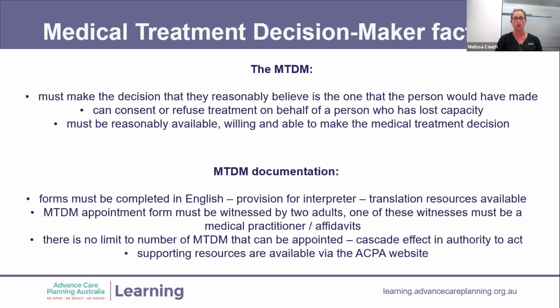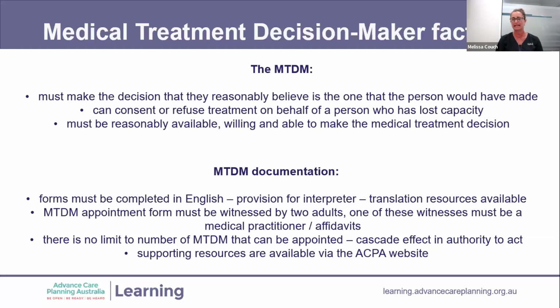So before, as we said before, the medical treatment decision maker must make decisions that they reasonably believe is what that person would have done for themselves. They can consent or refuse treatment on behalf of that person who has lost capacity. So it's a huge role that person plays. They can consent or refuse treatment. It's a really big deal for that person. So that's why we want to make sure we get the right person who has a good understanding of the client or the patient that needs that decision made for them.